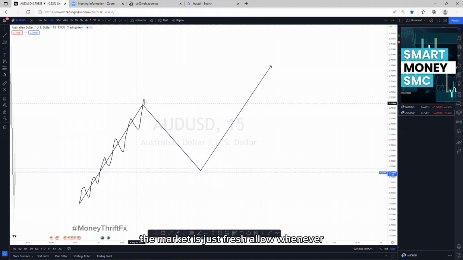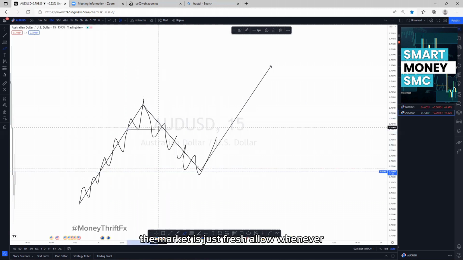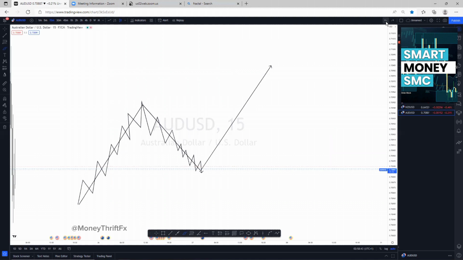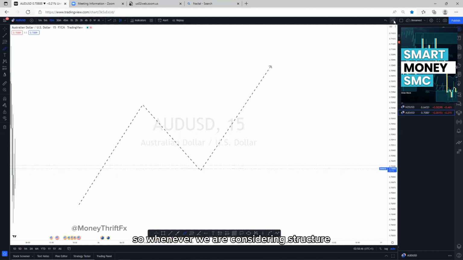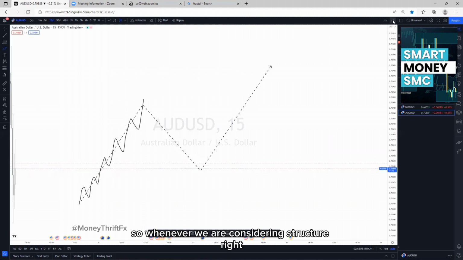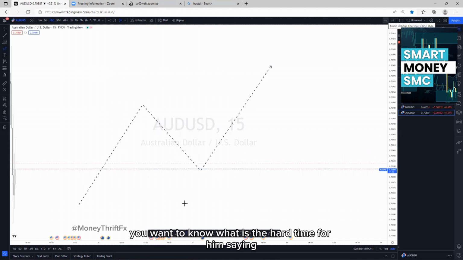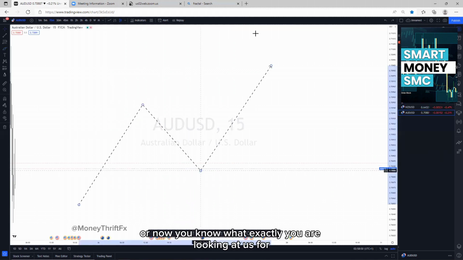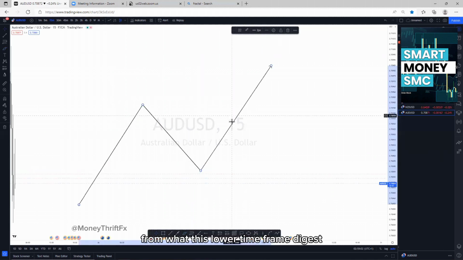So whenever you want to consider structure, you don't want to be working based on what the lower time frame is saying, because the lower time frame can be deceitful, since it can break structure very easily. Whatever the lower time frame is doing, it's just reacting to what the higher time frame is doing, nothing more, nothing less. So when considering structure, you want to know what the higher time frame is saying. It is the understanding of what the higher time frame is saying that is going to help you know what exactly you're looking out for on the lower time frame. That is basically what it's all about.